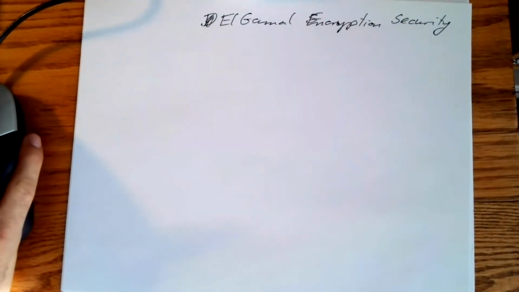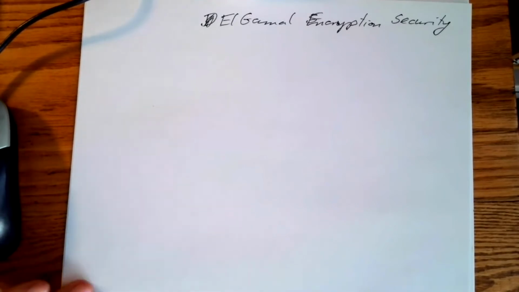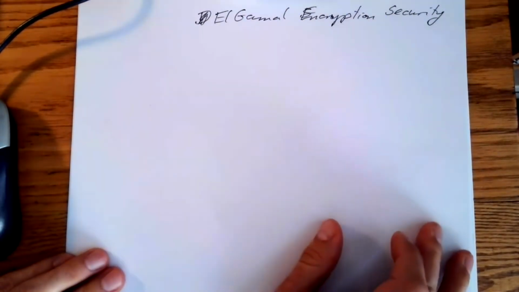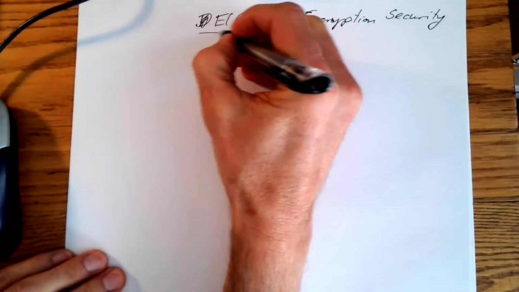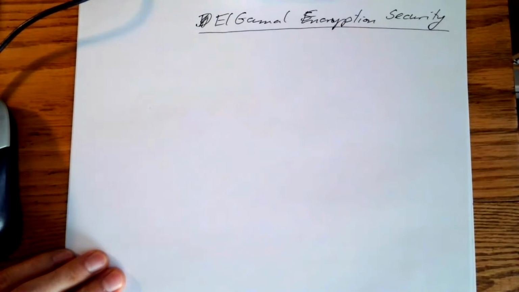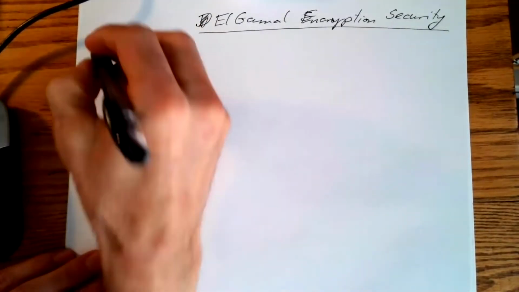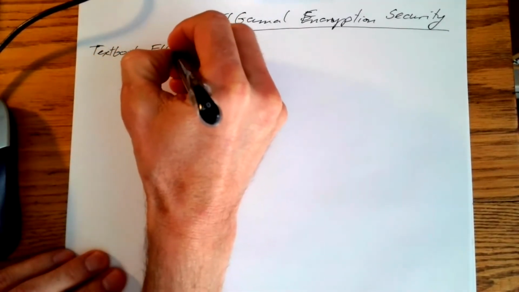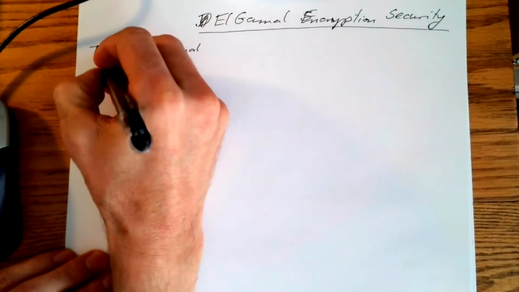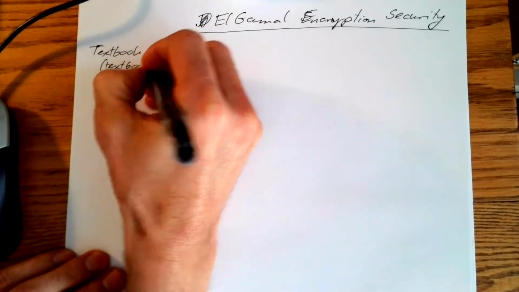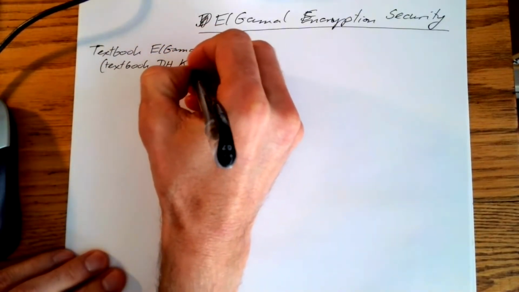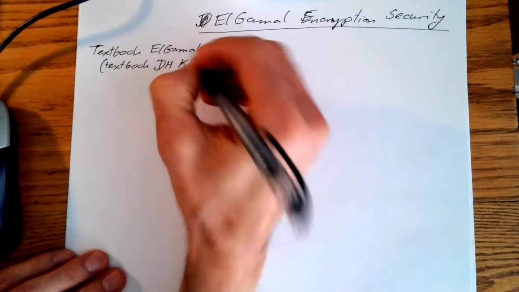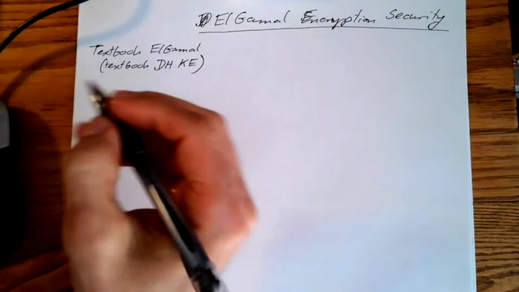Nevertheless, I wanted to start with finalizing something about encryption. It was not on my options, but I think this needs to be said. So the so-called textbook ElGamal encryption, which comes from textbook Diffie-Hellman key exchange, right? That we talked about last time.